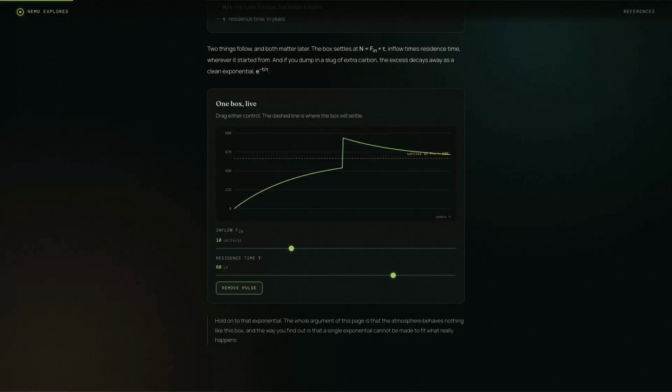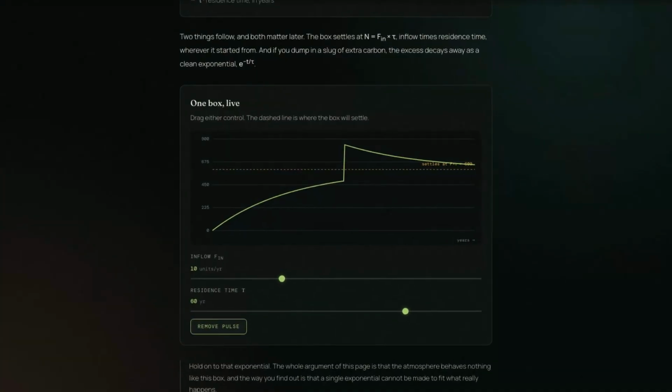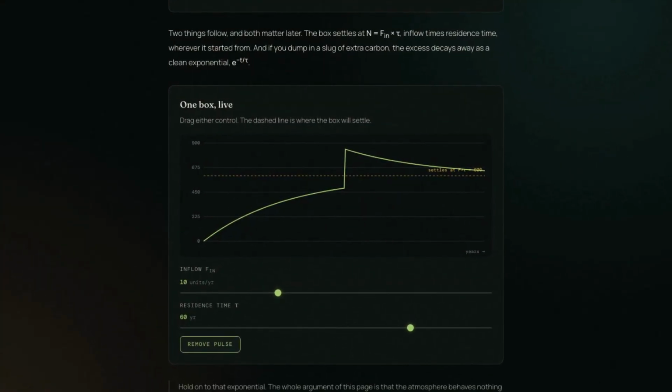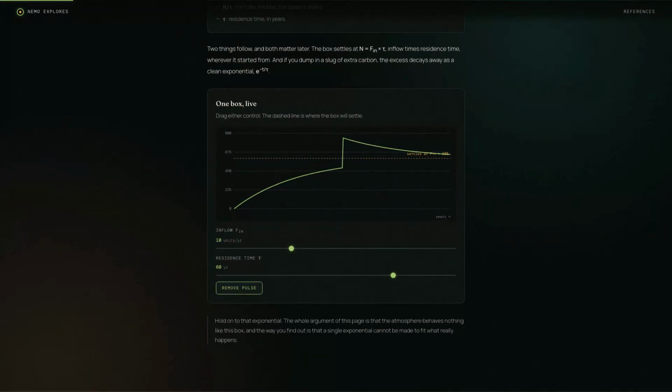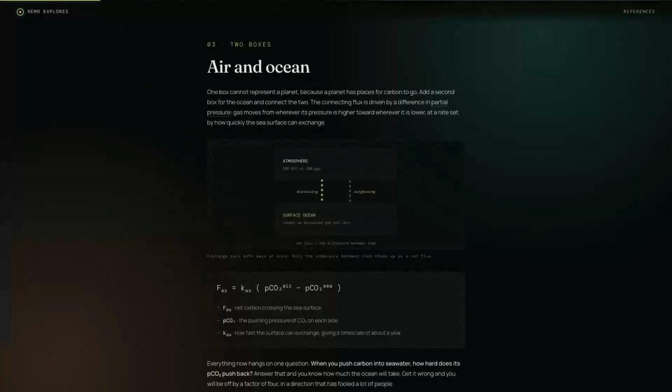Now drop in a slug of extra carbon. The excess drains away as a clean exponential curve. Hold on to that curve, because the whole argument of this video is that the atmosphere behaves nothing like this box. One box cannot represent a planet, because a planet has places for the carbon to go.